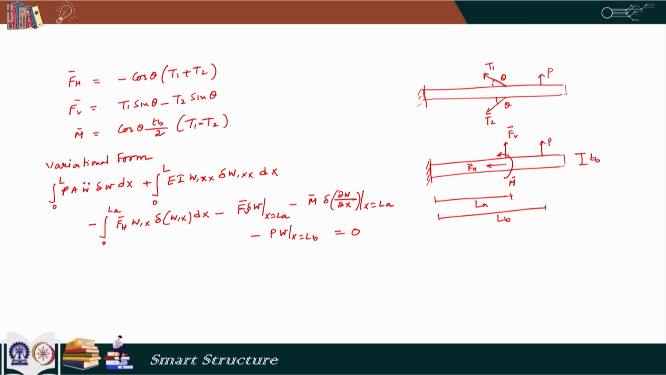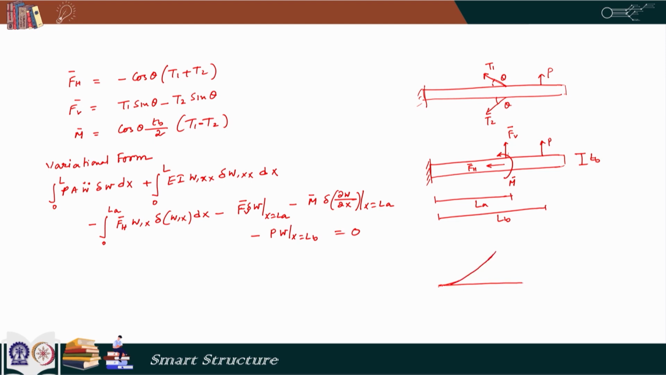However, because the beam bends, there is deflection in the vertical direction. So, the part of the beam from x equal to 0 to x equal to LA, which in the undeformed configuration was like this, deforms in this fashion because of the deflection.